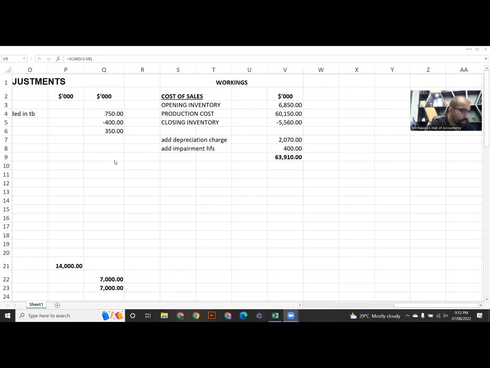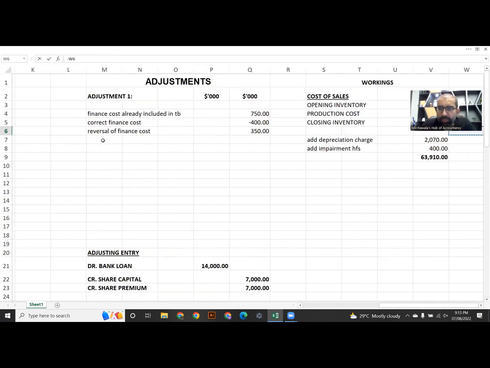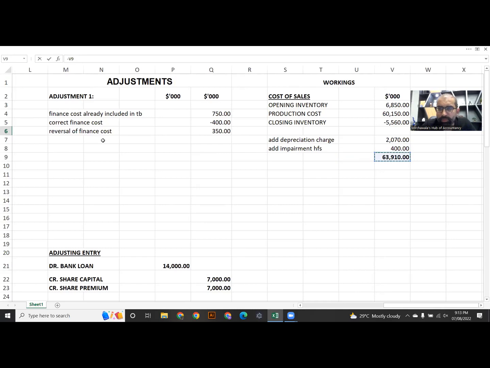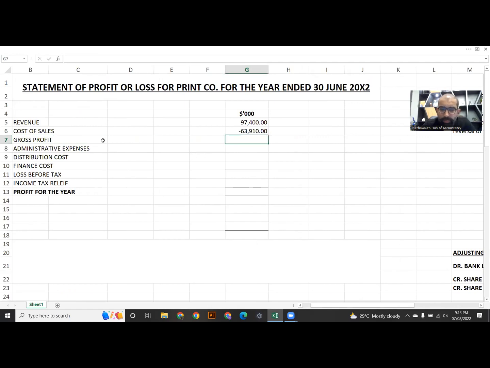Okay, this is your income statement. The first thing in front is revenue. Revenue you have to pick directly from the trial balance. It's 97,400. No adjustment of revenue in this question. Then you will write minus the cost of sales. This is the cost of sales. Okay, next. Now let's calculate the gross profit.